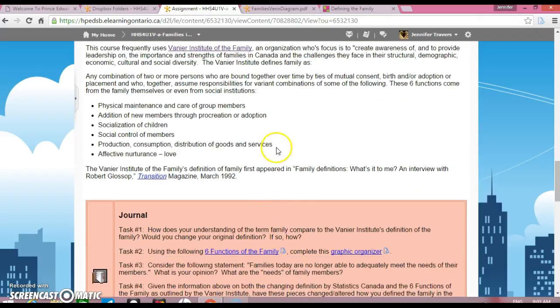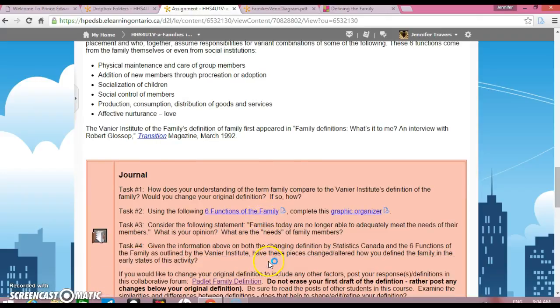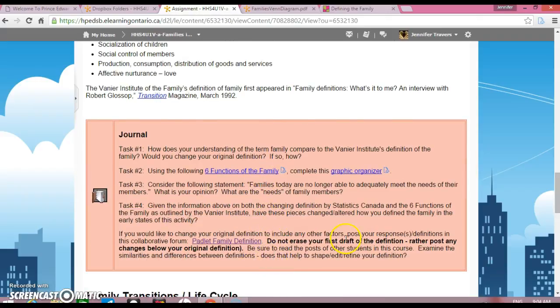So there's lots of different links, and then it has more. How does your understanding of the family compare to Vanier Institute? Filling in a worksheet, questions. These are all meant to help you figure out what the family is. So here we see it again.